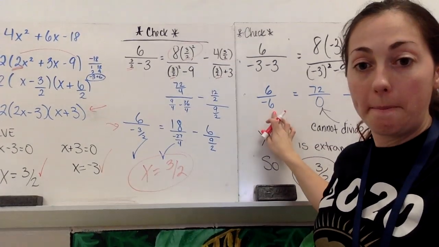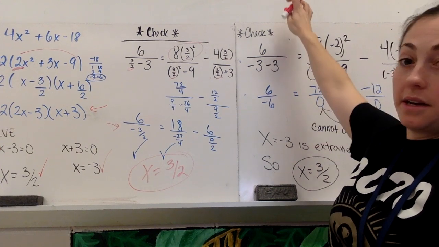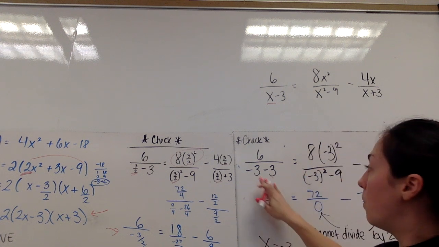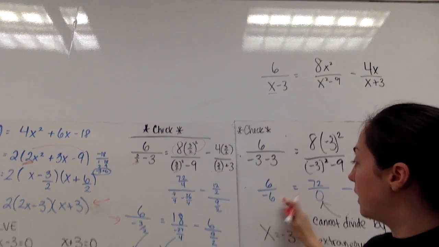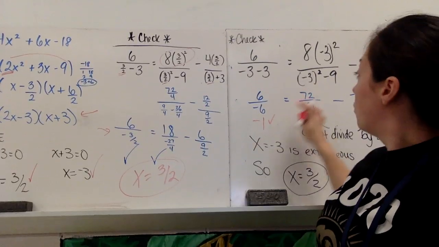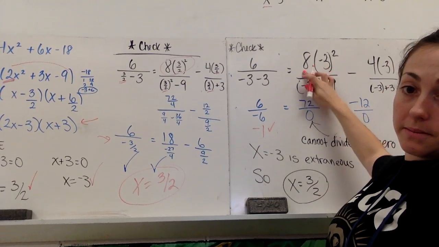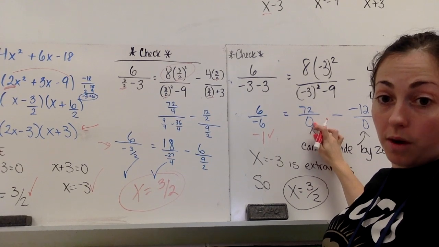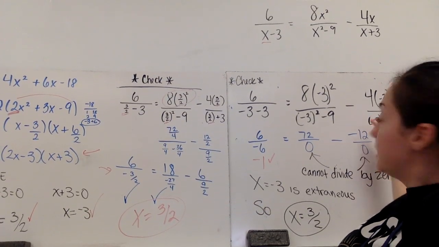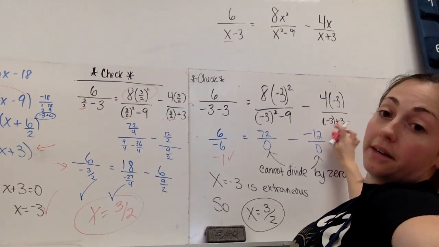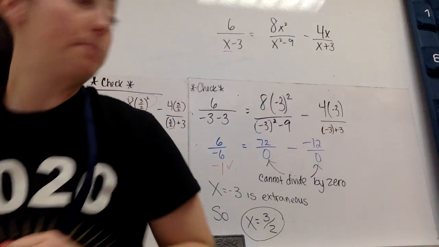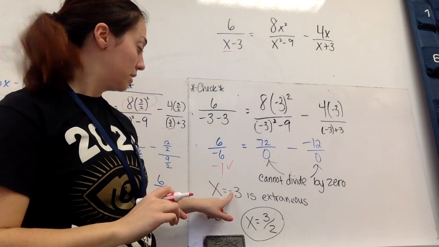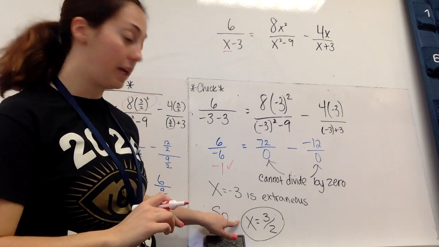So when you plug in negative 3 for x, so I'm plugging in negative 3 in all the places where there's an x. So negative 3 minus 3 in the denominator, 6 over negative 6, that's negative 1, all good there. Over here, if I multiply negative 3 squared, that's 9 times 8 is 72. Uh-oh, down here. Negative 3 squared is 9. 9 minus 9 is 0. Over here, same idea. You get negative 12 over negative 3 plus 3. That's 0. And now we have to remember our fact that you can't divide by 0. So this is called extraneous. So x cannot equal negative 3. And the only answer is 3 halves.